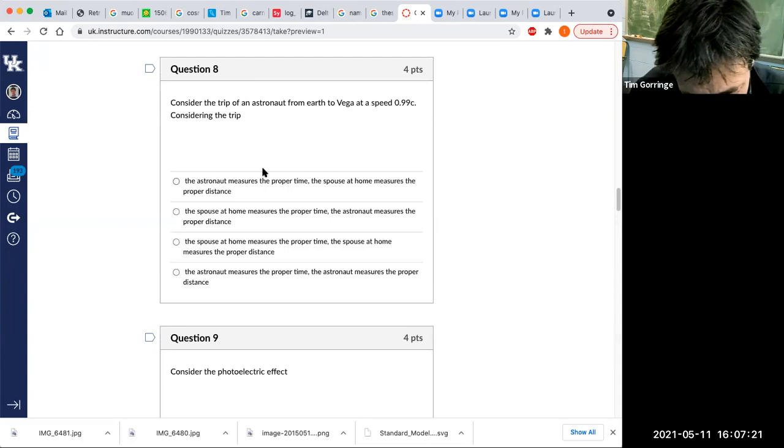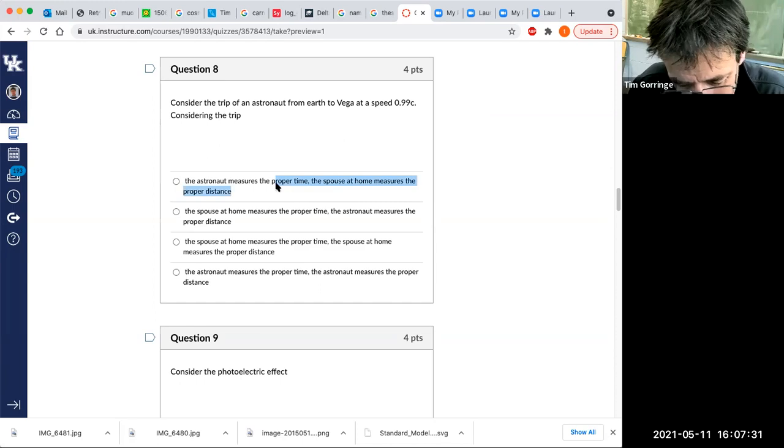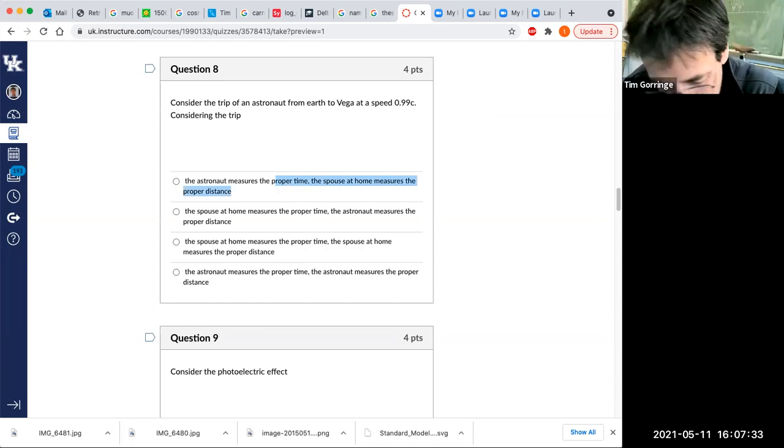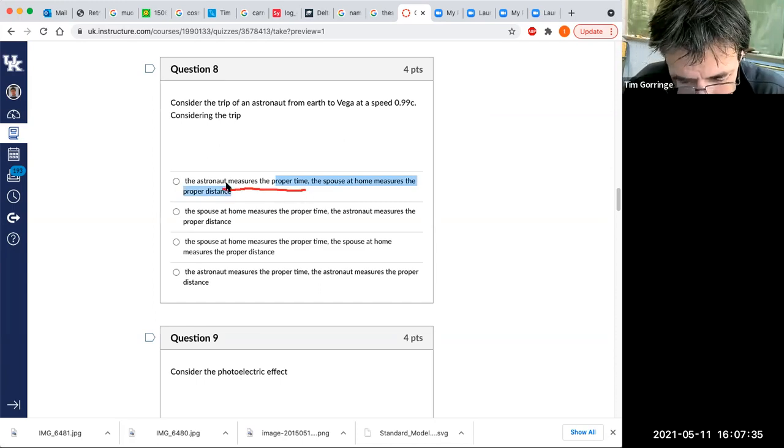And so that's a very important point about understanding the trip of the astronaut to Vega, is that the astronaut's going to measure the proper time, but the spouse is going to measure the proper distance.